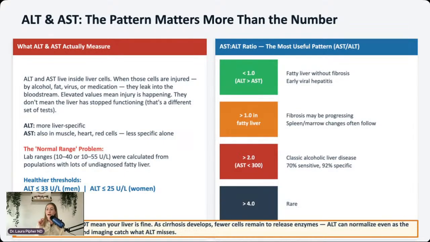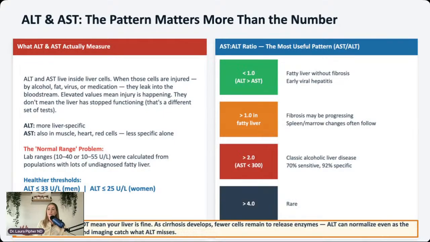When we look at the actual numbers, ALT is going to be more liver specific. AST is in the liver, but it's also in muscle, heart, and red blood cells. This is less specific on its own. And the problem is that lab ranges were calculated from populations with lots of undiagnosed fatty liver. And so a better threshold from an ALT perspective should be less than 25 in women, and less than 33 in men.